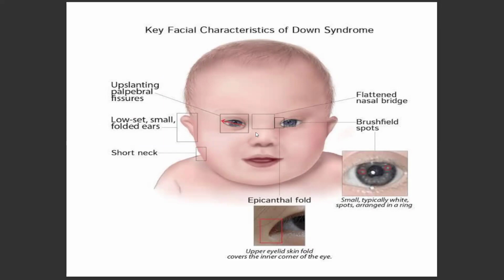So about the ocular features, we have to write about the epicanthal fold and upslanting of the palpebral fissures and the Brushfield spots on the iris. So these all should be written in our answer.